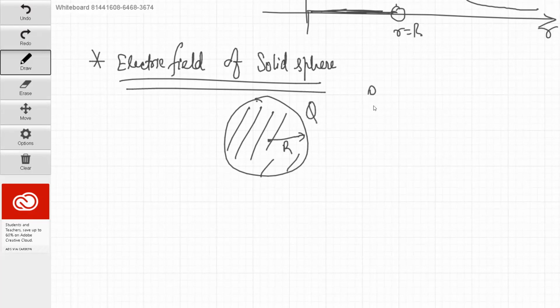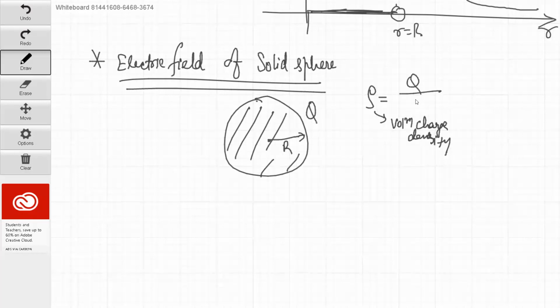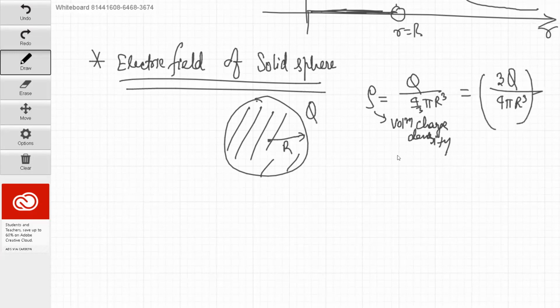So we first define rho. Rho is basically the volume charge density, which is charge per unit volume. The volume of the sphere is 4 by 3 pi R cube, so rho will be equal to 3Q divided by 4 pi R cube. This is the rho value. Volume charge density means charge per unit volume. Is this okay?